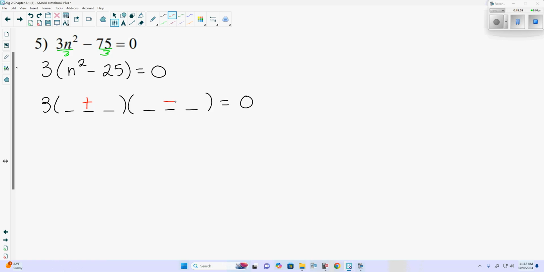Now we can still go to our next step, factors of the first term. Well, the only factors of n squared are n and n. Factors of 25. 1 and 25, 5 and 5. Which one of these sets of factors do we want to try? 5 and 5.